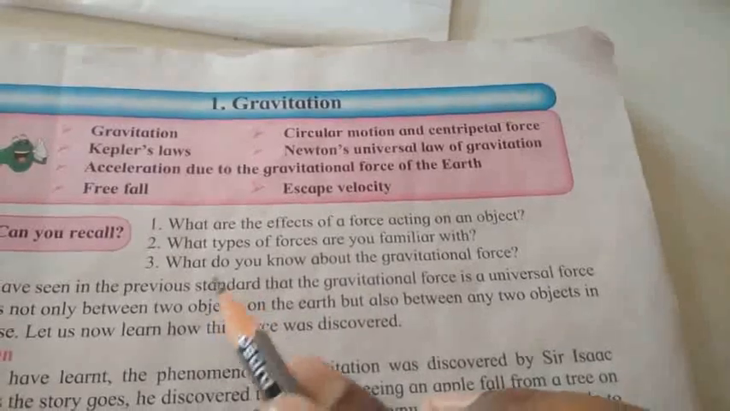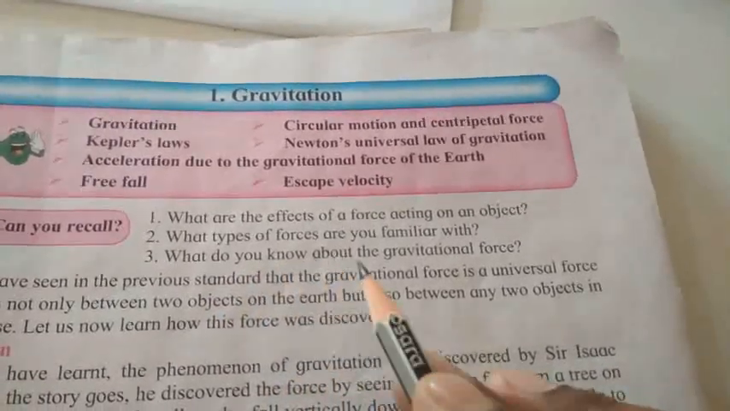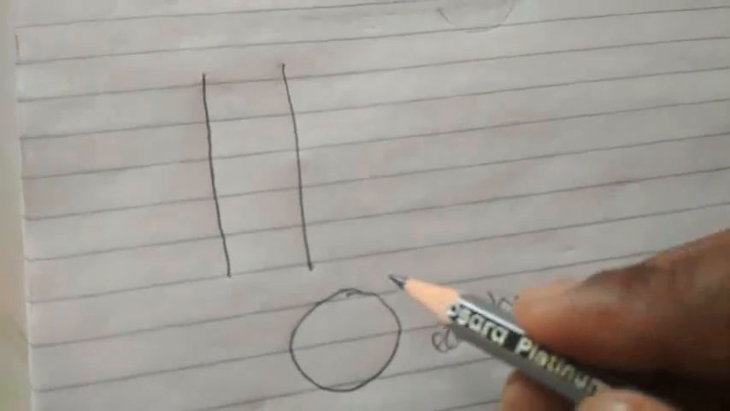And the third question is, what do you know about the gravitational force? Gravitational force means if we throw any object in the upward direction to a certain height, the object will fall down. Why does it fall down? Because the earth attracts the object towards itself, and this is the gravitational force.